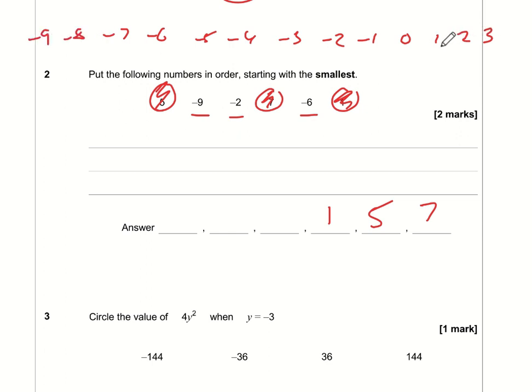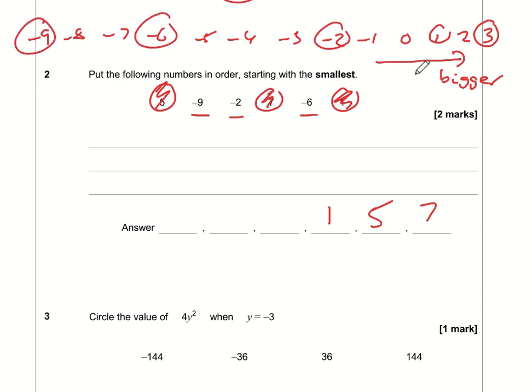So if we look at the positive numbers, we know that 3 is bigger than 1, so as we are going in this direction, the numbers are getting bigger. So the numbers we have are -9, -2 and -6. So as we go to the right, we're getting bigger. So to the left means we're getting smaller. So the smallest is -9, next smallest -6, next smallest -2, 1, 5, 7, and we are done.